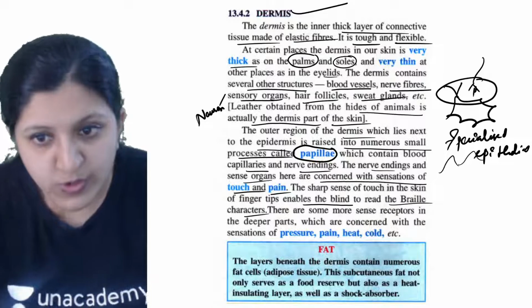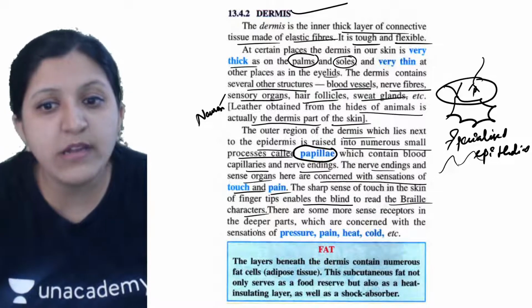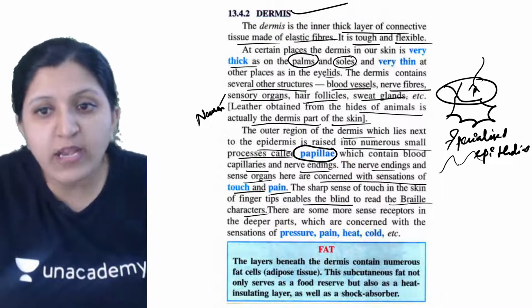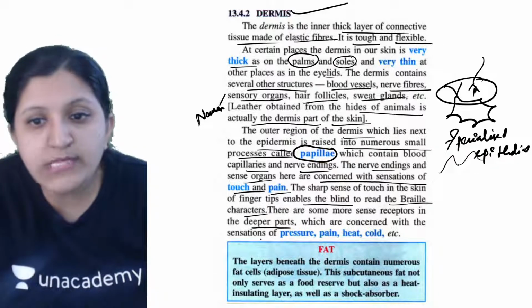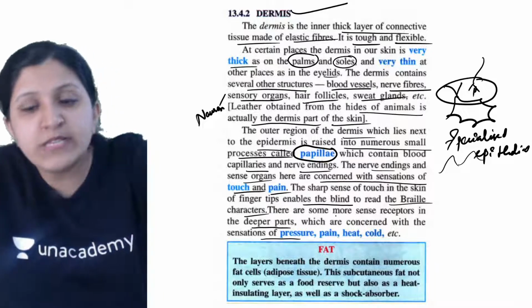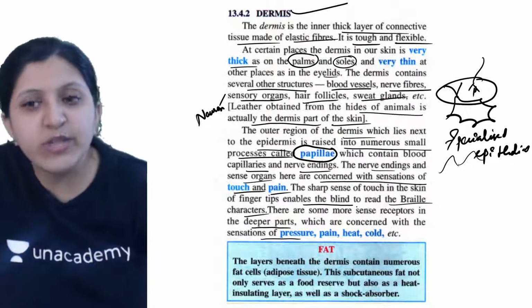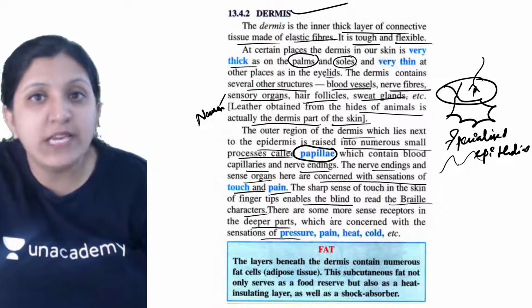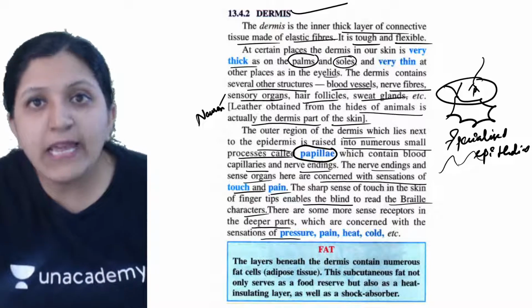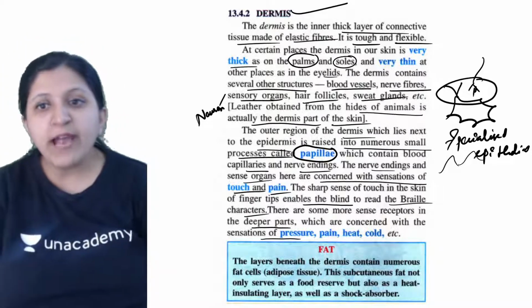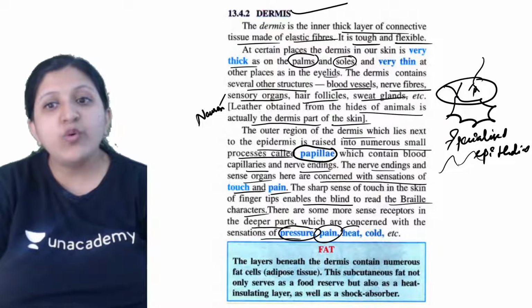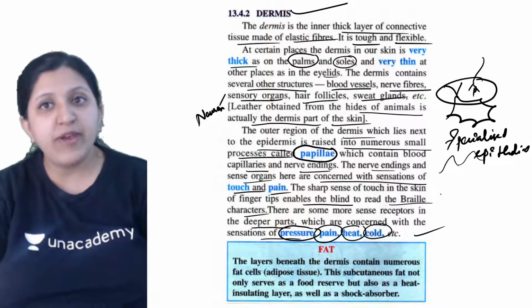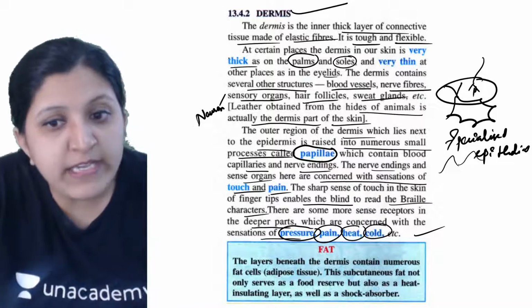There are some more sense receptors in the deeper parts which are concerned with sensation. The receptors, again, are neurons present in these epithelial cells. Because of that, in the deeper parts, the sensations of pressure, pain, heat, cold, etc. can be felt because of the neuron endings which are present.